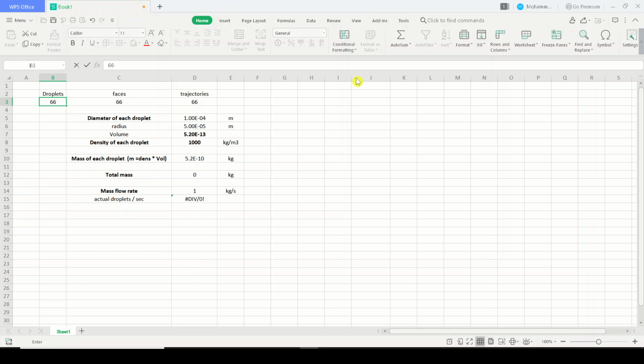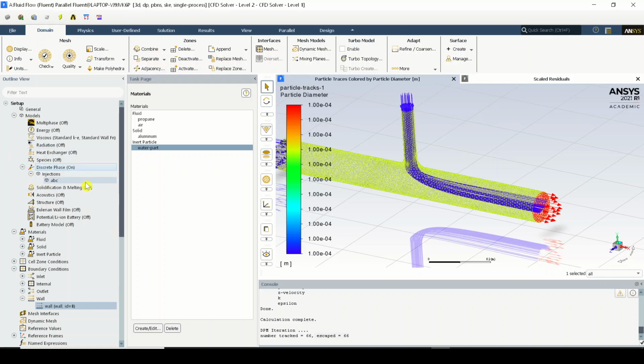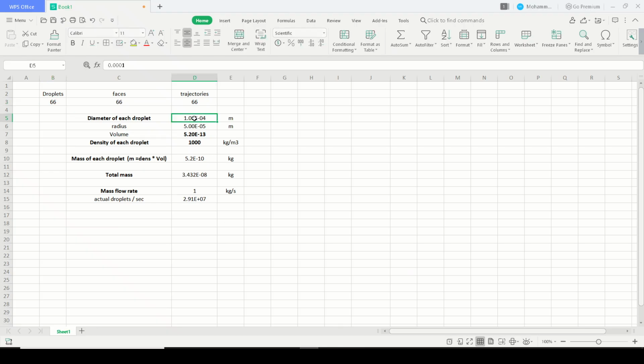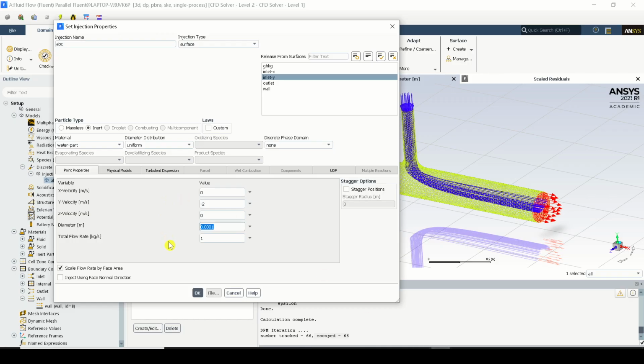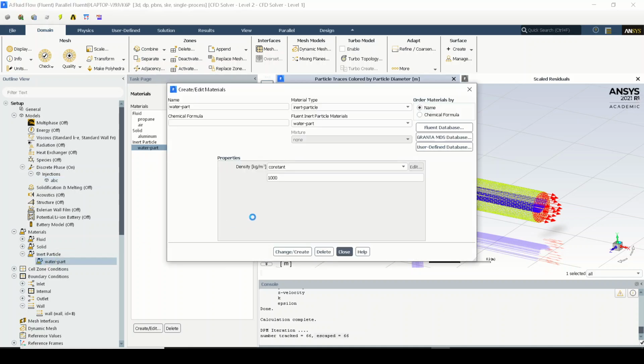Okay, and if you remember, what is the diameter of each droplet? I'll just open the injection, and the diameter is 1e minus 4. So I just wrote over here 1e minus 4. Now the radius is nothing but diameter by 2, so I got this value. Now each droplet is spherical in shape, so we can calculate the sphere volume using the online calculator, and I got this value over here.